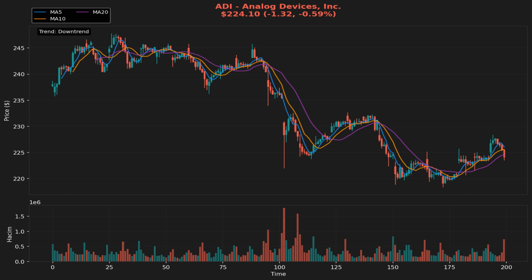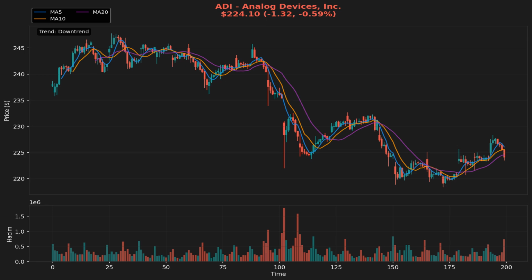If the price were to cross above these moving averages, particularly the 5-day one, it could signal a shift in momentum and potentially indicate a bullish reversal. Conversely, if the downward movement continues, it suggests that the stock may face further selling pressure.